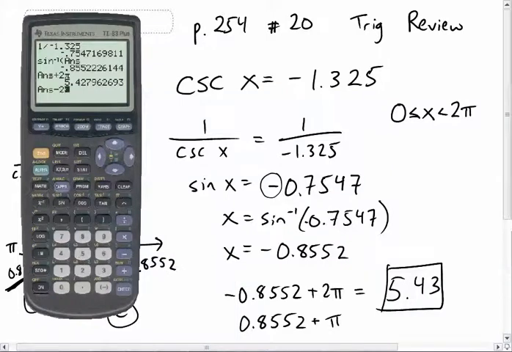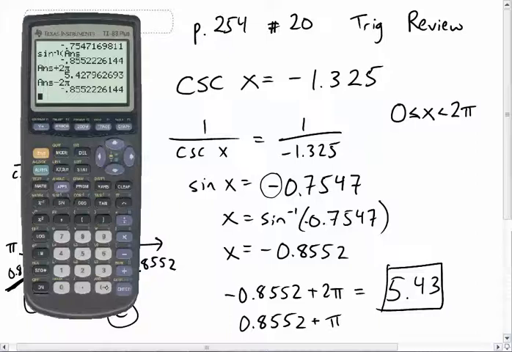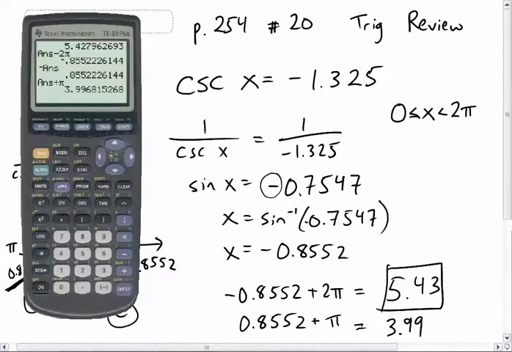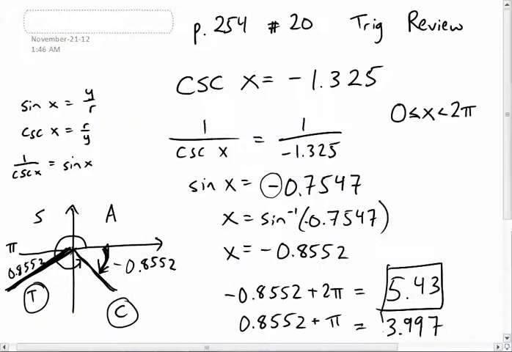So let me get back to that original angle again. There's my 0.8552. I'll make it positive. So there it is in its glory. And then add pi. So the other answer is 3.996, 3.997 if I round properly. Okay, so in your workbook, 5.43 or 4. This is answer D.